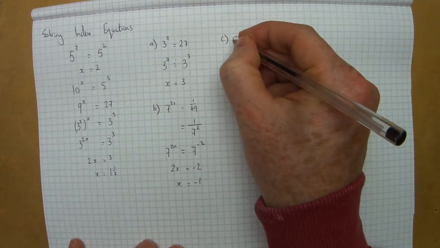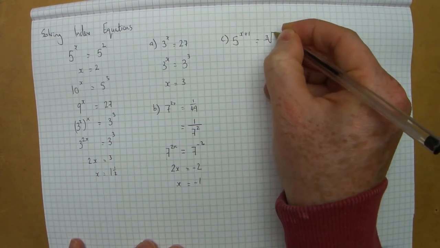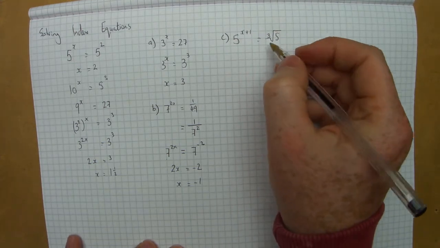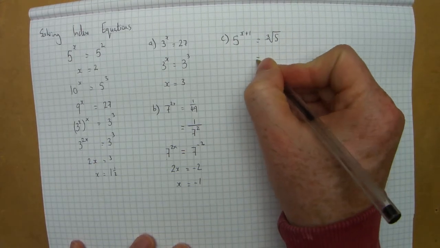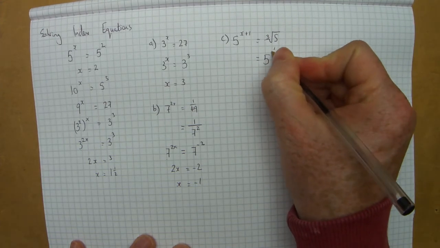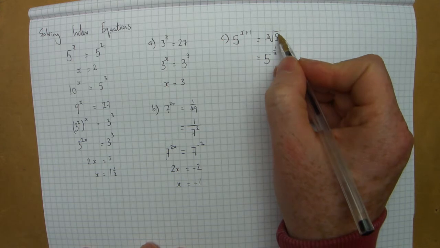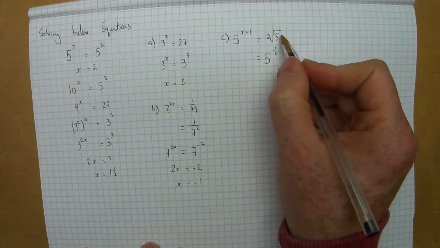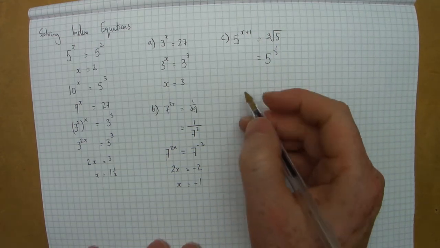Example C, 5 to the power of x plus 1 equals the cube root of 5. Cube root of 5, we need to write that in terms of the base 5, and that's going to be 5 to the power of a third. So whatever the root is goes onto the denominator, and the power of 5 is the numerator. And there isn't a power, which means the power is 1, so it's 5 to the power of 1/3.